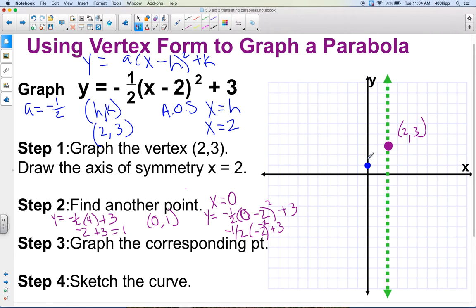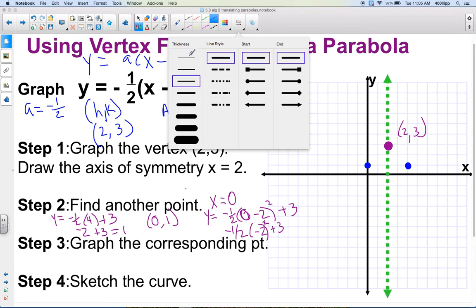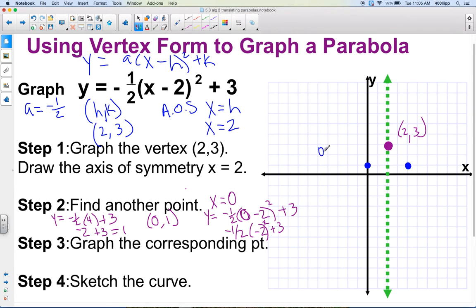And we know that this point is (0, 1) from just finding it here. And this is also 2 points away from your axis of symmetry. So graphing the corresponding point, we'd go 2 points and then another 2 away. So now we're going to be right here, and we're going to write these points in. So this is (0, 1), and then this point is going to be (4, 1). And then we can sketch the curve. 3 points is enough. 5 is even better, but we'll stick with 3 for right now.